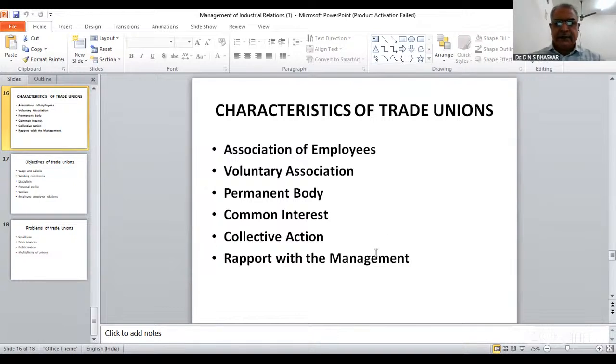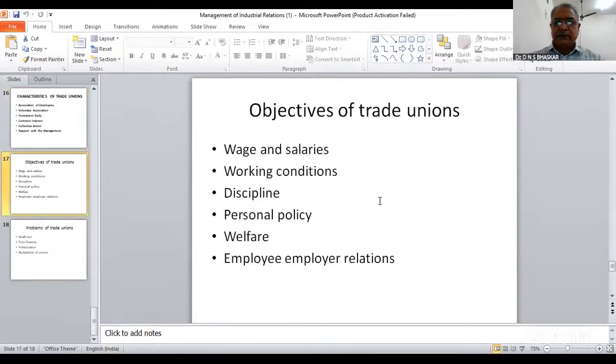As a result of that, now we can understand trade unions have direct rapport with the management. Whenever there is a problem for the employees, they come out. So then, the objectives of trade unions.